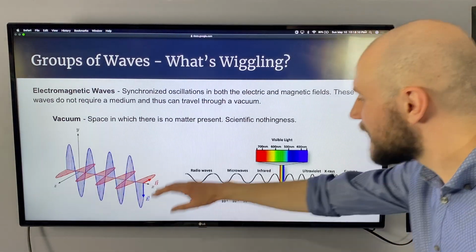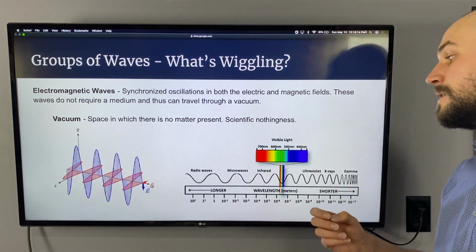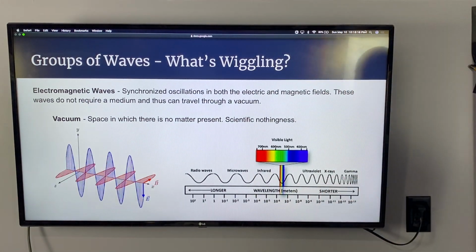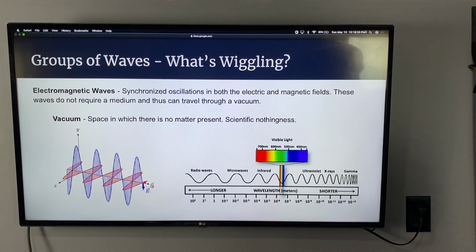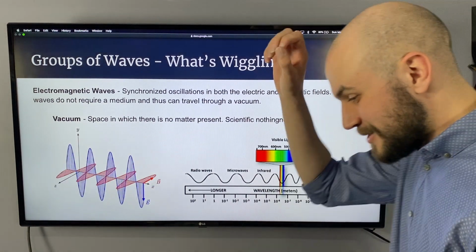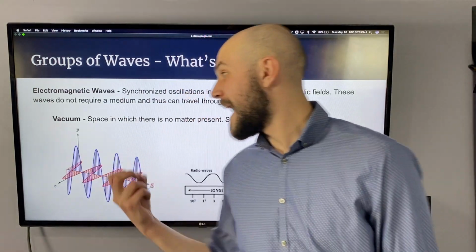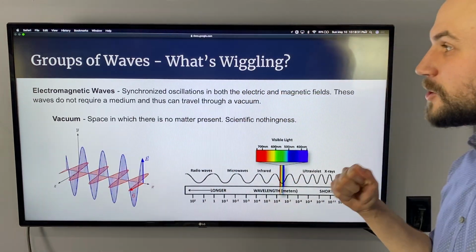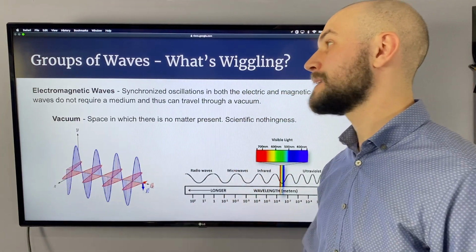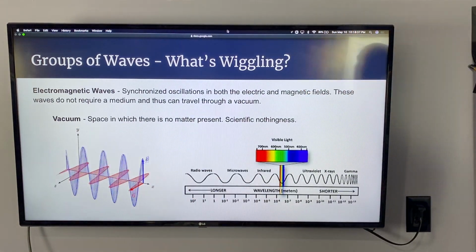Okay, again, we're going to dive into a little bit more of this whole electromagnetic spectrum and what it means and how we can maybe make predictions and calculate different things with it. But for now, I just wanted to show you what electromagnetic waves are all about. Okay, so two groups of waves. You have our mechanical waves that need stuff to travel through and electromagnetic waves that do not need stuff to travel through. Mechanical waves need a medium. Electromagnetic waves do not need a medium. They can travel through a vacuum.